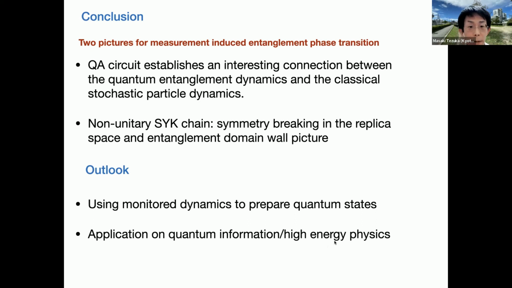Okay, may I ask one question? So about preparing a state using monitored dynamics, if you use some post-selection like protocol, then as the system size becomes larger, the probability for getting the desired state, does it become exponentially small?